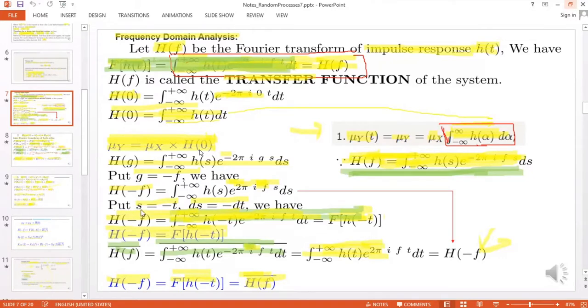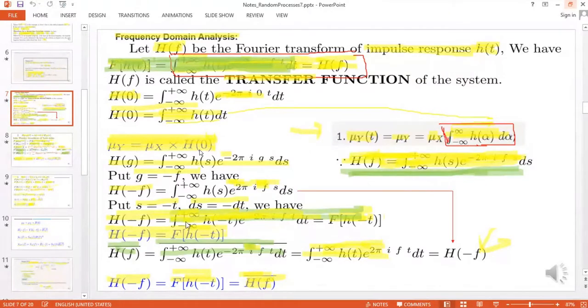And then if you put s equal to minus t, in this right side of the integration you substitute the variable s by minus t, then ds becomes minus dt. So on the right side you will get t going from minus infinity to plus infinity. This h is replaced by h of minus t, and then e raised to power minus, because here it is plus now. So to make it minus, we have used this kind of substitution, and we will get e raised to power minus 2 pi i f t dt.